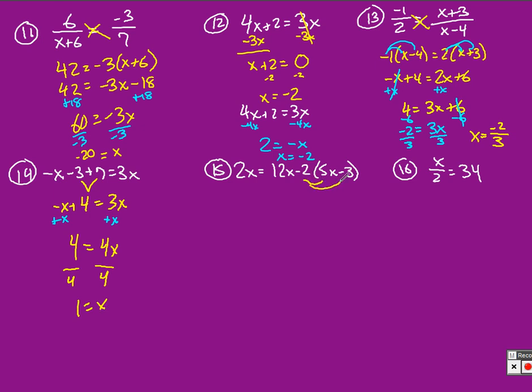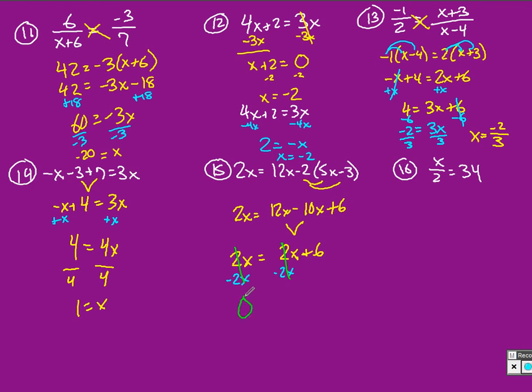15, distribute first. 12x is still there. This becomes negative 10x and positive 6. And leaves me with 2x still on the left. Combine like terms, that becomes 2x plus 6, and I have 2x. So I have x's on both sides. Let's move them. I'll subtract 2x from this side. Means I got to do it over here as well. You may notice, that cancels out.